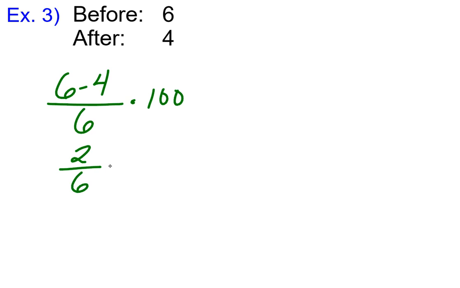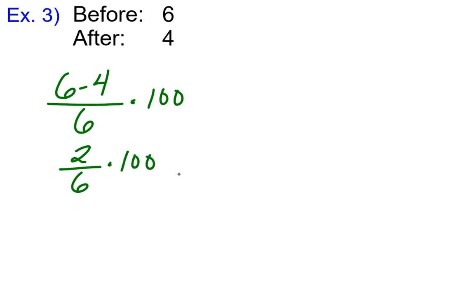Here's another one. Before is 6 and after is 4. So let's say I had 6 tangerines in the morning that I carried to school, and by the end of the day I had 4 tangerines left. So the change in the tangerines, 6 minus 4, and I started with 6 times 100. Once again, that 6 minus 4 is 2, and that is our fraction, or that's going to be our change.